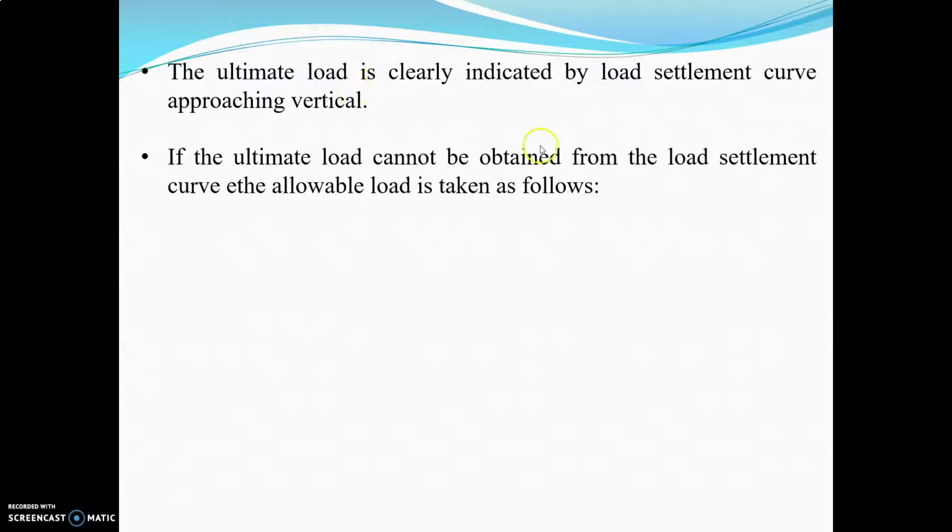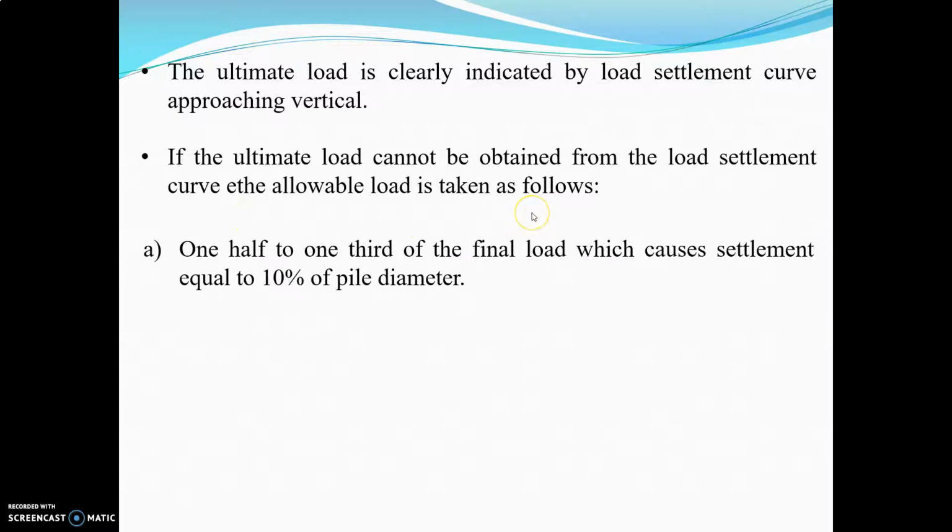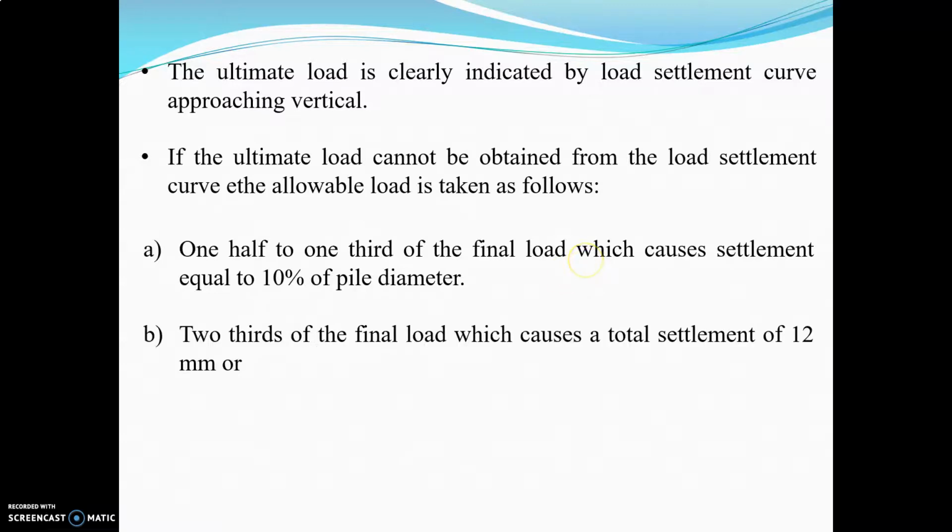If the ultimate load cannot be obtained from the load settlement curve, then the allowable load is taken as follows. Usually the ultimate load will be obtained from the load settlement curve only, but sometimes it is not possible. In such cases, based on the following points, the results can be obtained. The first one is 1/2 to 1/3 of the final load, which causes settlement equal to 10% of the pile diameter.